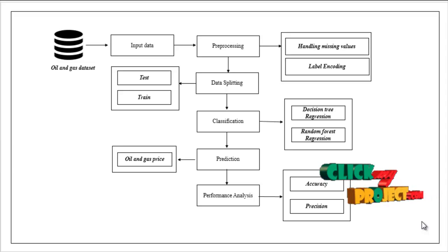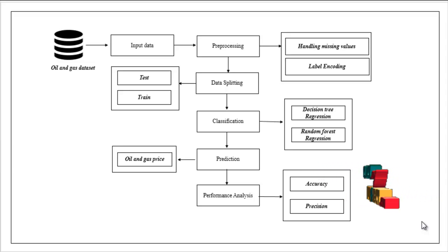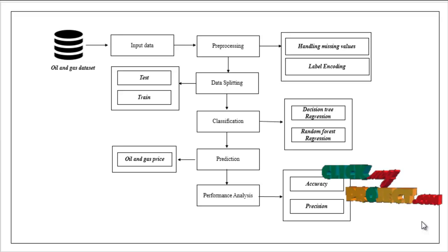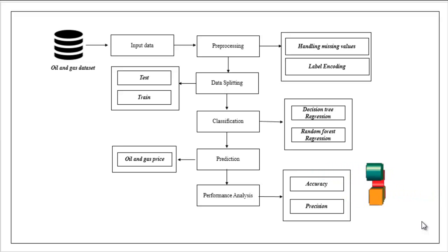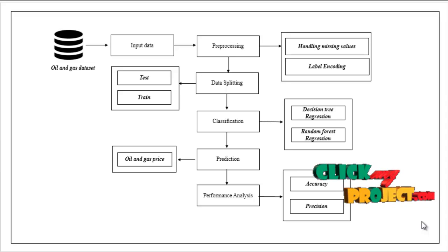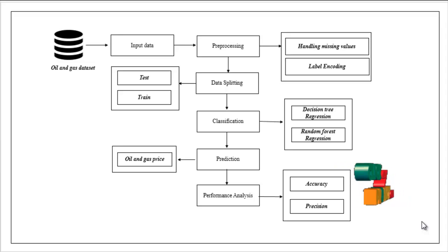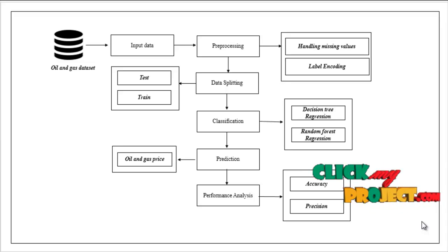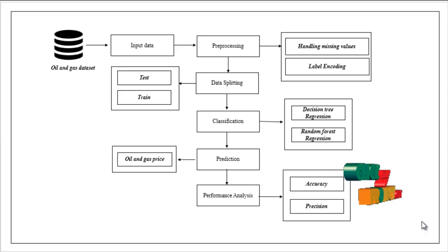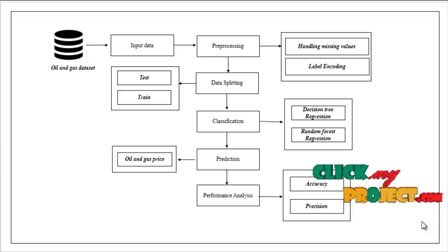Here we have to implement different machine learning algorithms like decision tree regression and random forest regression. With the help of regression we predict the oil and gas price. Then we estimate some performance metrics like accuracy and some error values. So this is the flow of our process.